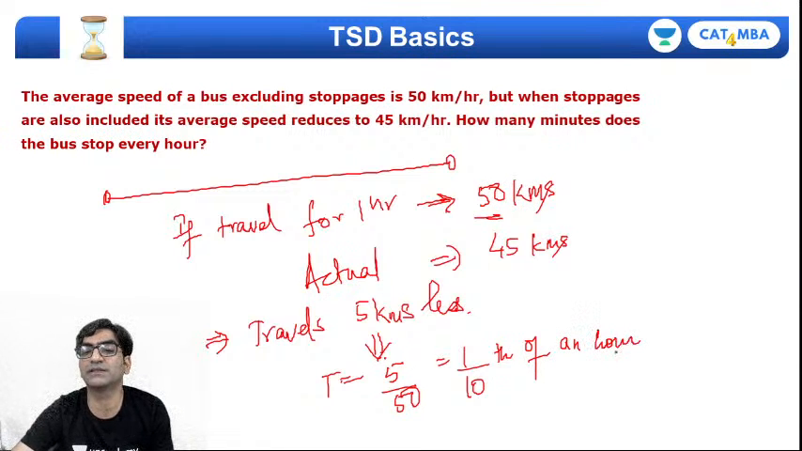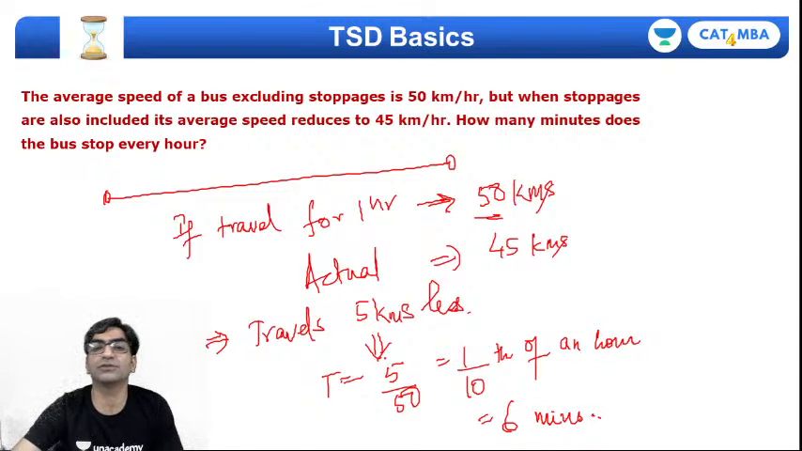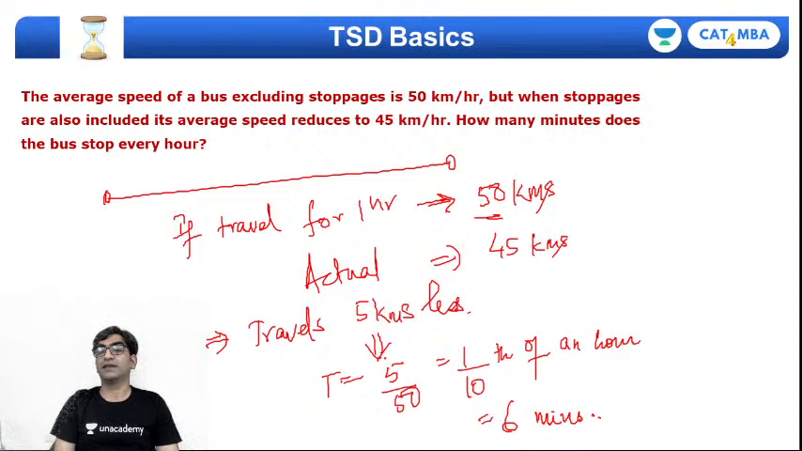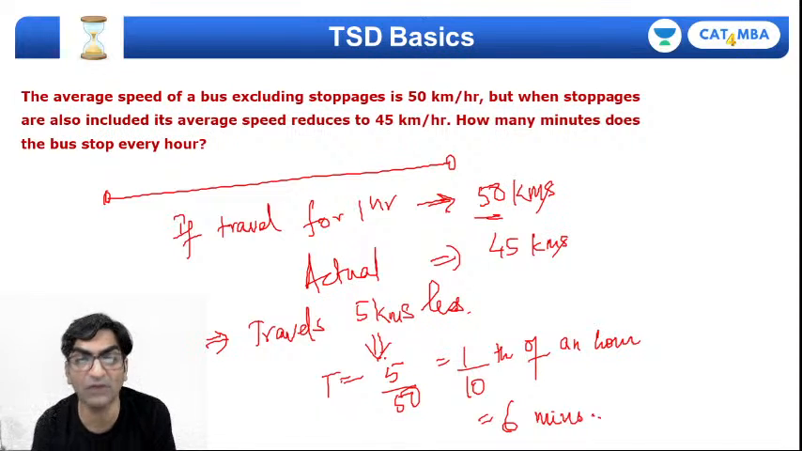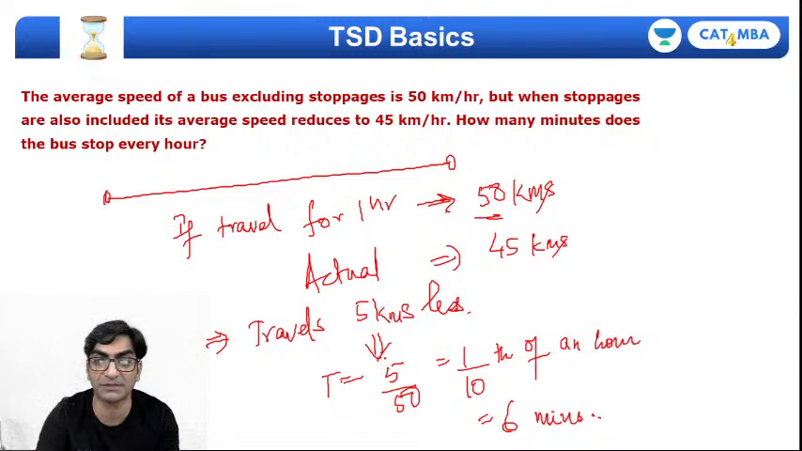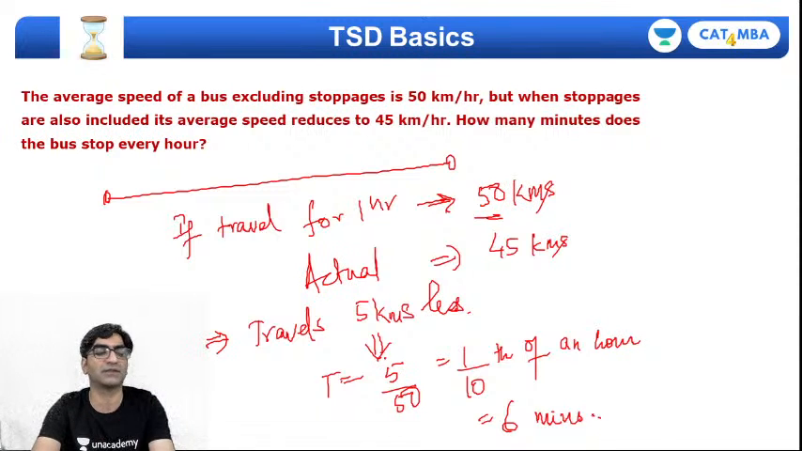Right? Which means what? 60 upon 10, 6 minutes. So, in the 1 hour journey, it travels for 1/10 of that 1 hour. So instead of covering 50, it travels 50 kilometers less, right? So instead of 60 minutes, it travels only for 54 and stops for the last 6 minutes. Right? That's the way that the bus travels.